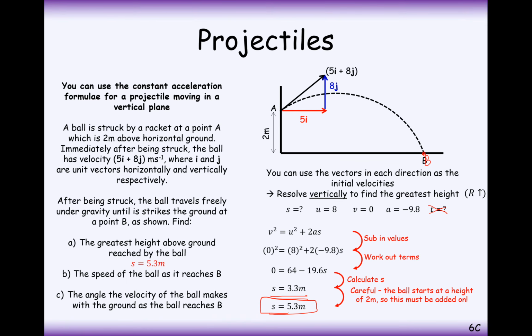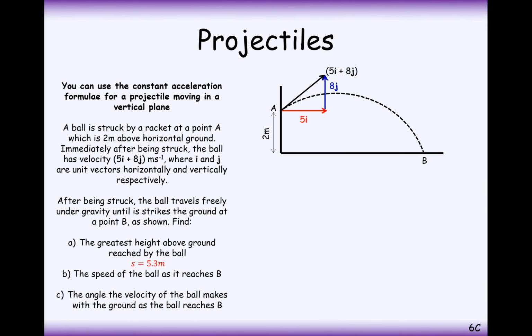Moving on to part B then, we're looking for the speed at which it strikes the ground at B. Now for the speed, we're going to need both the horizontal component and the vertical component. Now we already know the horizontal component, that's going to be 5. That doesn't change. 5 meters per second is going to be the constant speed that it's going to be travelling at in that horizontal component.